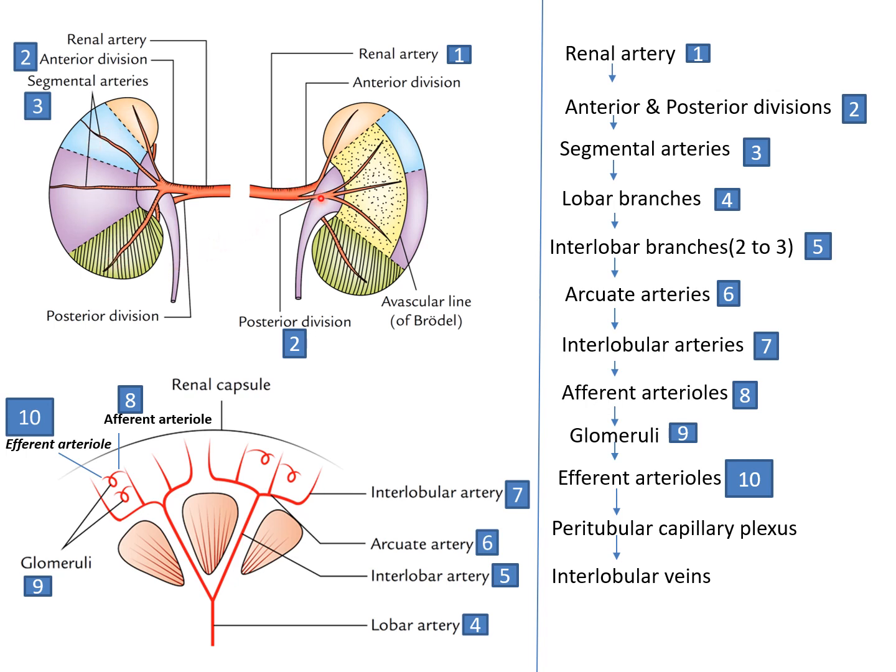And the posterior division gives rise to segmental arteries which supply only one segment, that is the posterior segment of the kidney. So there are in total 5 vascular segments of the kidney: the apical, the upper, the middle, the lower and the posterior segment. These segmental arteries, after supplying the renal sinus, divide into lobar arteries. The lobar arteries in turn divide to form the interlobar arteries.